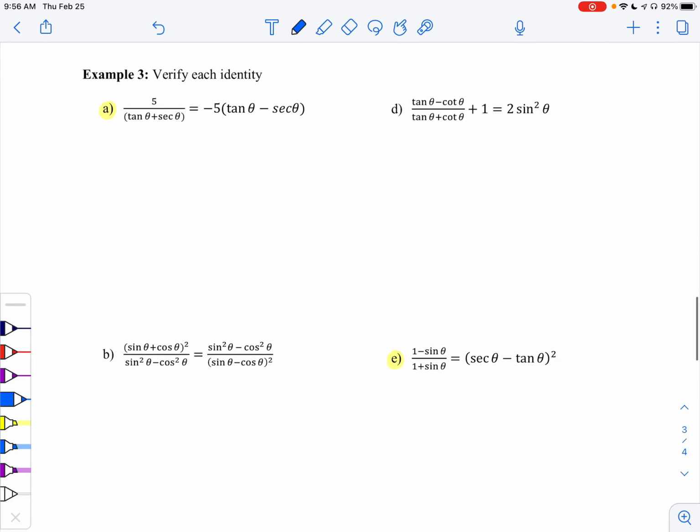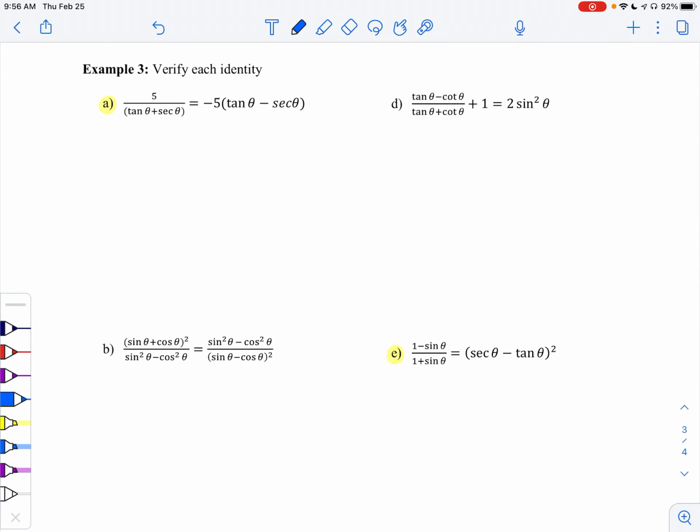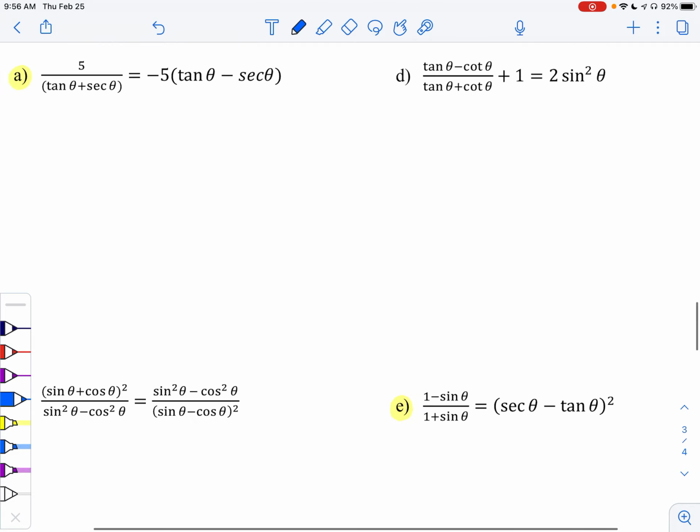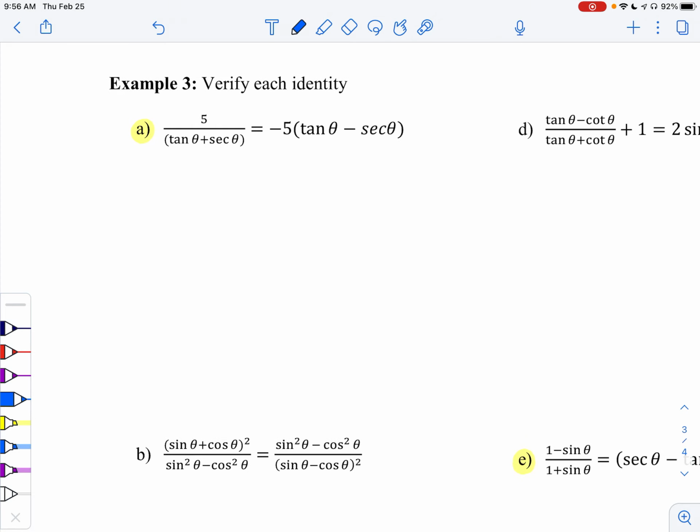Okay, I'm going to jump down to example 3a. All right, so looking at example 3a, we have 5 divided by the quantity tangent plus secant equals negative 5 times the quantity tangent minus secant.